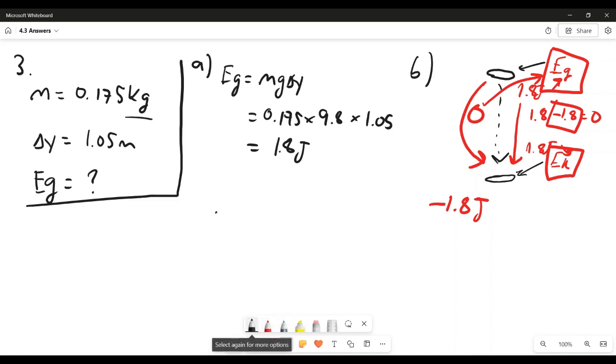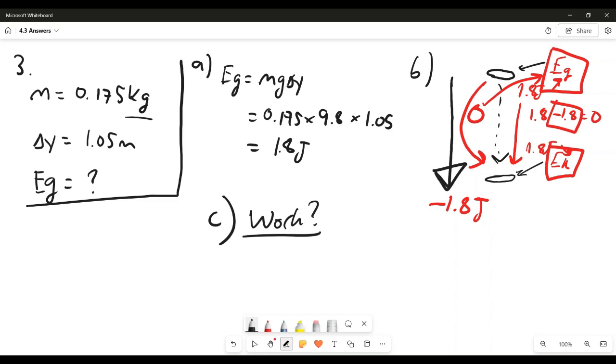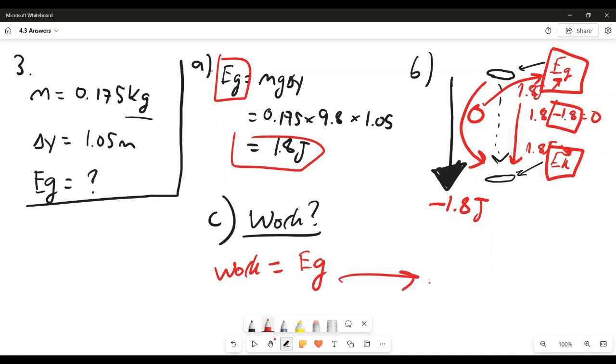And the last question, part C, is asking about work. This might be a little bit more confusing, but remember that the only work that is taking place is that of gravity, just causing the puck to fall to the ground. So in this case, because it's only gravity, work is equal to the gravitational potential energy, and we calculated that over here. So work is equal to 1.8 joules.